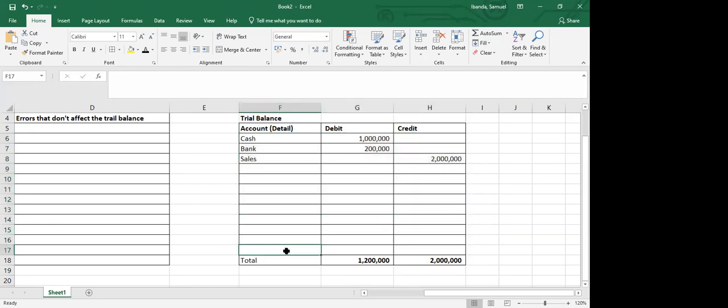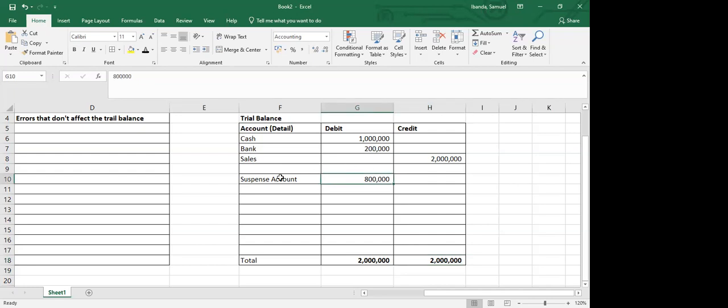So if my debit is not matching my credit, then I'll introduce a suspense account. A suspense account is one of those important accounts that we look at when we are correcting errors. A suspense account is introduced on the side that is less than the other. So for example, my suspense account here will be 800,000. Once I put my suspense account, my total on the debit will equal that on the credit.